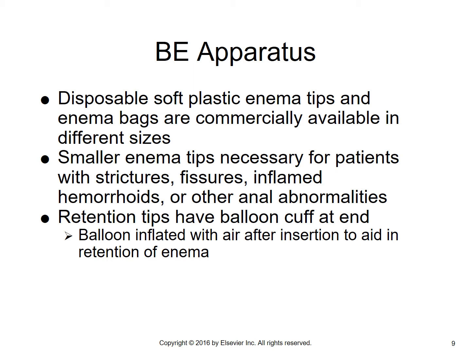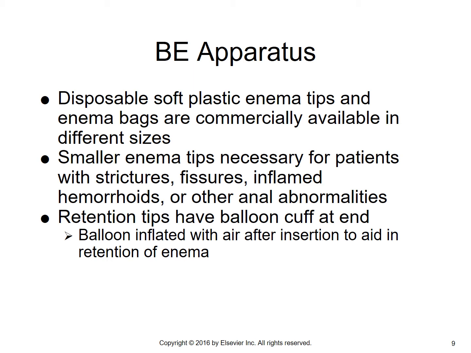For the barium apparatus, you're going to have a disposable, small, soft plastic enema tip. They're available in different sizes. I guess I'm saying small, but it's relative when you look at it. The smaller enema tips are necessary for patients with any strictures, any fissures. Remember, fissures are breaks in the tissue. Also inflamed hemorrhoids, those dilated varicose veins in the anal area, or other anal abnormalities there might be.